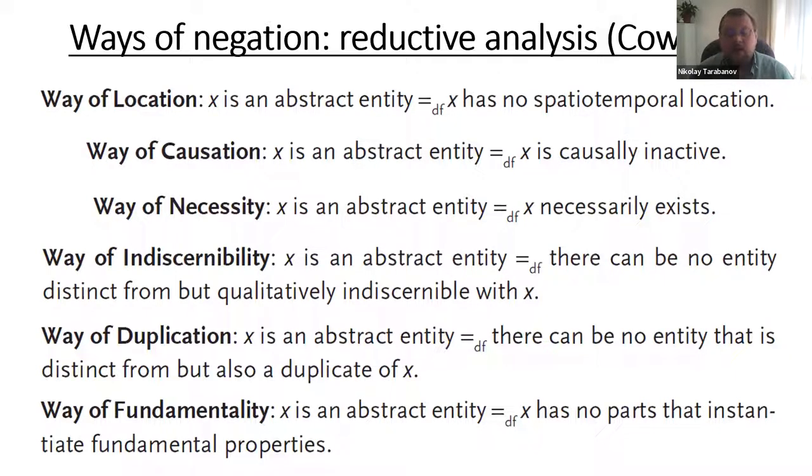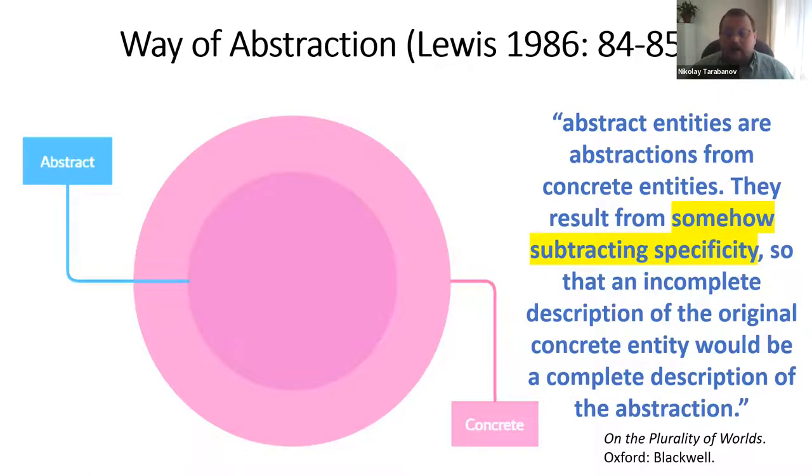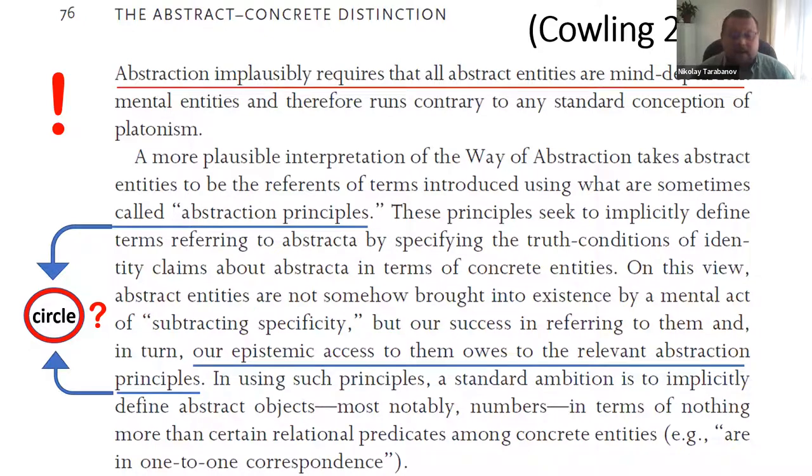Instead of this, we are going to the way of abstraction. It states that abstract entities are abstractions from concrete entities. They result from some power of abstracting specificity, highlighting is mine, so that an incomplete description of the original concrete entity would be a complete description of the abstraction. And as Cowling remarks, abstraction impossibly requires that all abstract entities are mind-dependent mental entities.